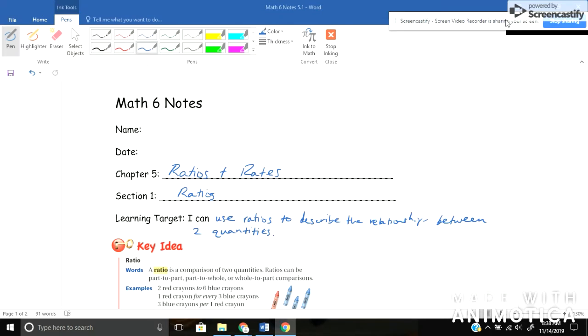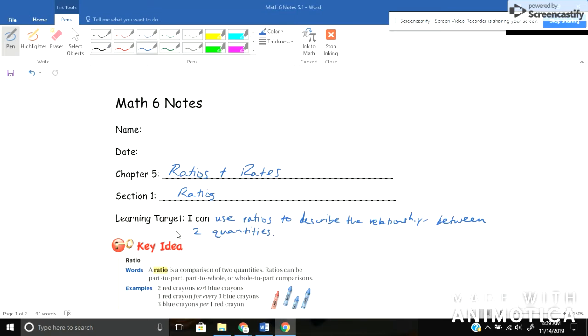In Chapter 5, we'll be discussing all about ratios and rates. In Section 1 specifically, we're going to focus on ratios. Today for our learning target, we have: I can use ratios to describe the relationship between two quantities.